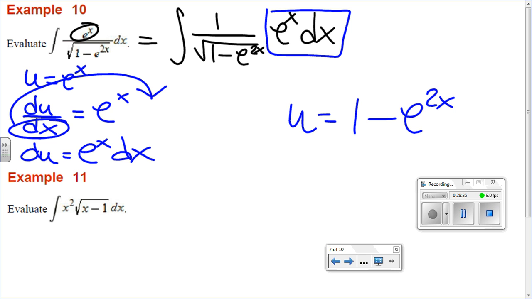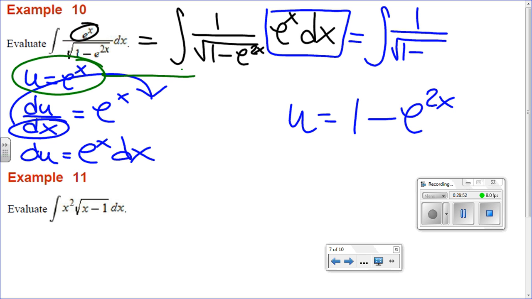And what we're going to use, you're going to recognize it if you studied for the quiz: 1 over the square root of 1 minus. And now if I am saying that e to the x equals u, what would u squared be? Focus right here. e to the 2x. If you're not sure, when you square e to the x, what do you do with the exponents? Multiply.